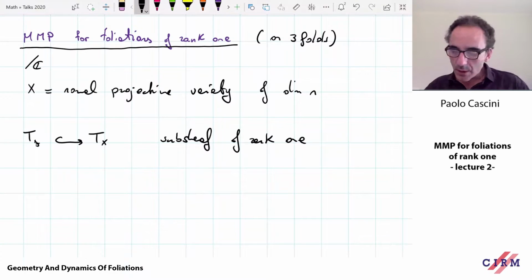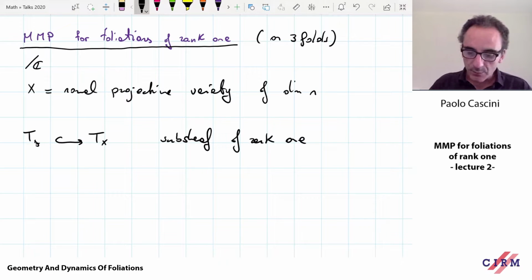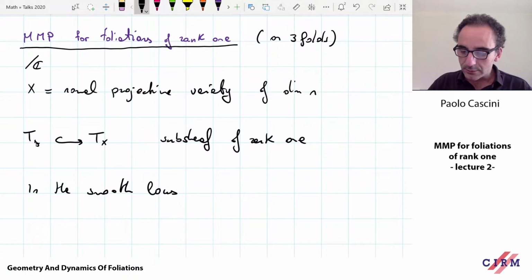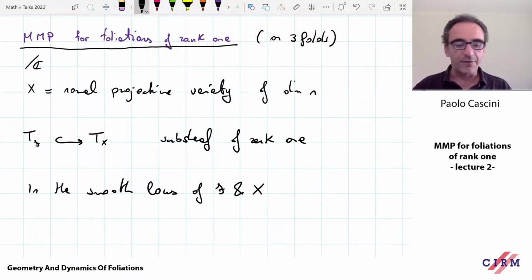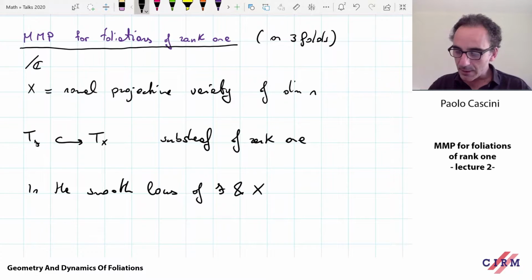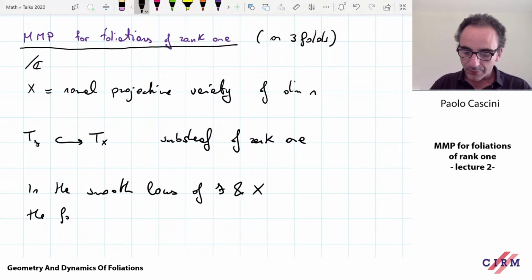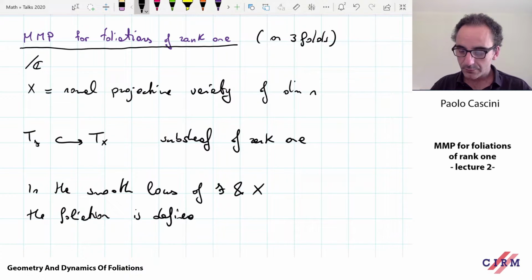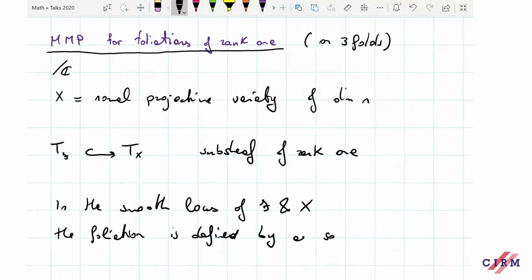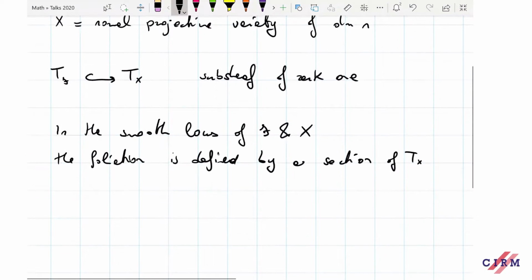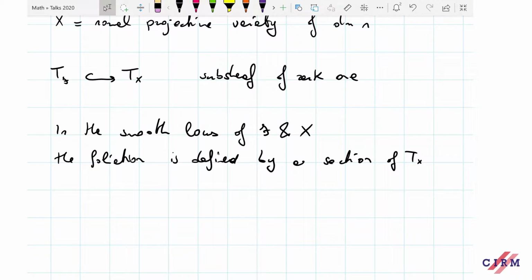So in particular, we can think of it in the smooth locus of F and X. This foliation is defined by a section of TX. So what is a section of TX? We can think of it to be a non-zero vector field. Or in other words, we can think of it to be a derivation, something satisfying the Leibniz rule.